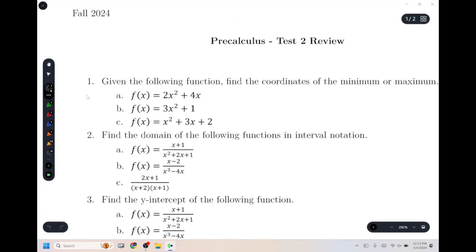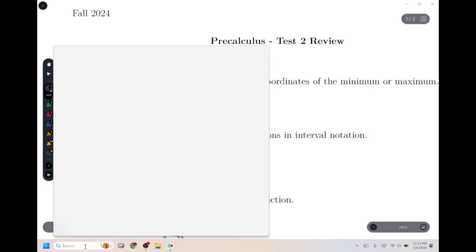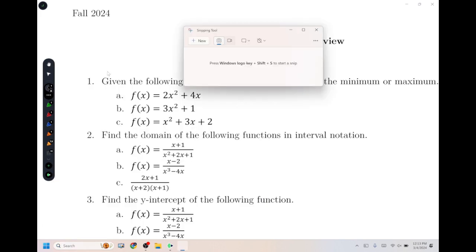Does anybody have anywhere they actually got stuck as they were studying this weekend? You're here. I'm so glad you're here today. Alarm didn't go off. Okay. Anybody have any questions that they got stuck on?